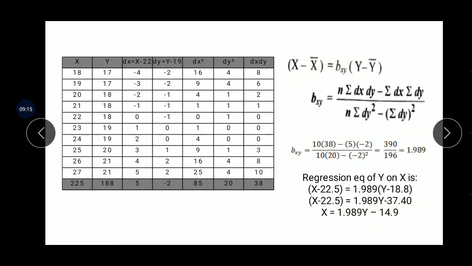I hope you have understood this. We have done 3 methods to find the regression. You have understood it well. Try to do more and more problems, and if you face any problem, do ask me. In the next video, we'll be doing the relationship between regression and correlation.